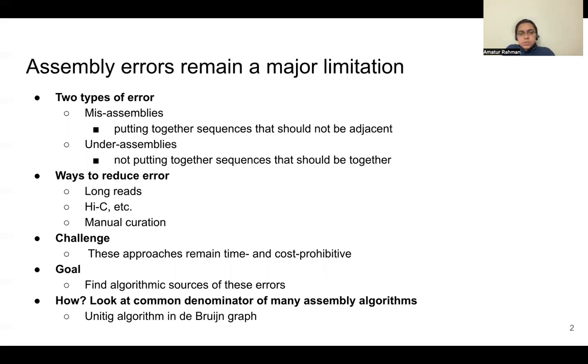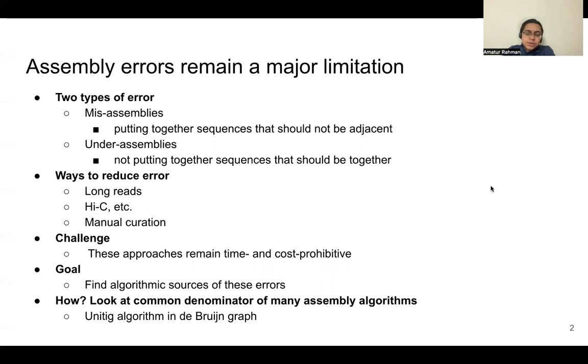There are some ways to reduce these errors, like long-range technology, long-range contact mapping, manual curation, and a combination of these methods, which are being used by recent assembly projects like T2T and VGP. However, these approaches remain time and cost prohibitive for most labs. So we want to find the algorithmic sources of these errors. How do we do that?